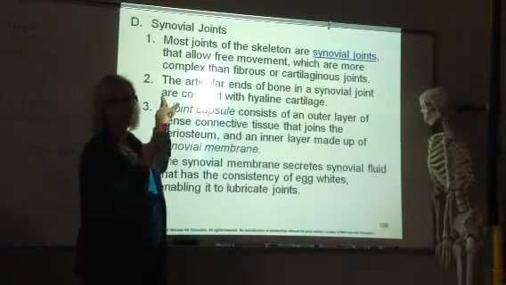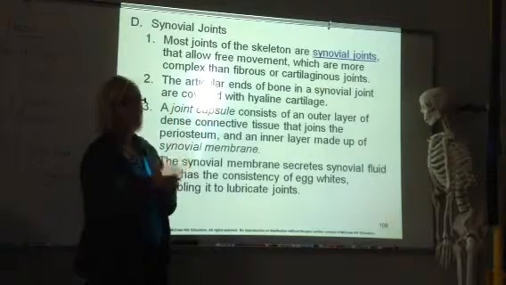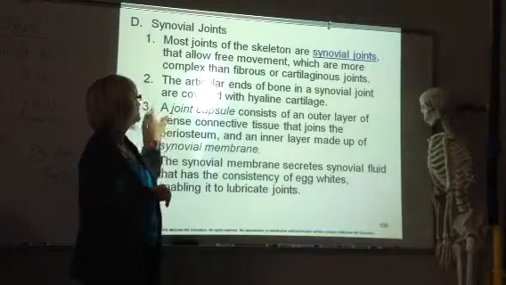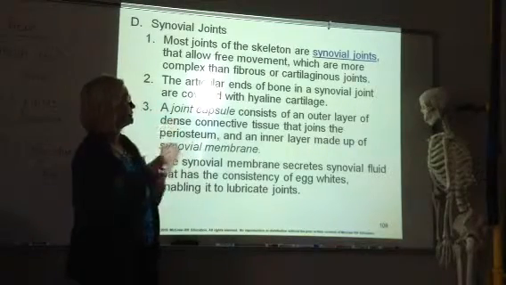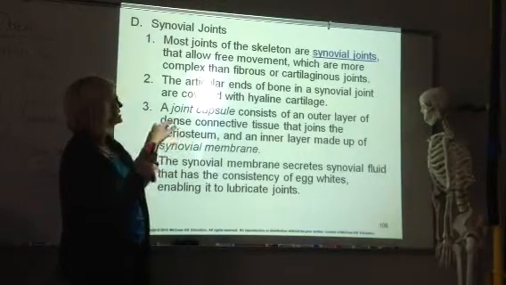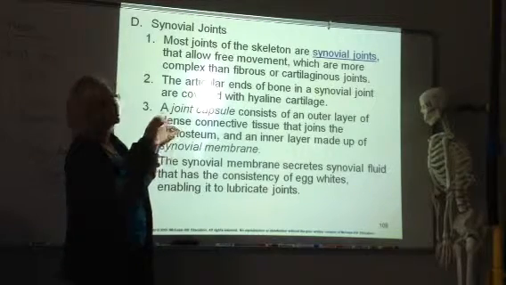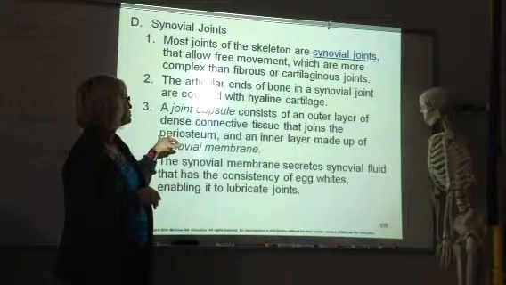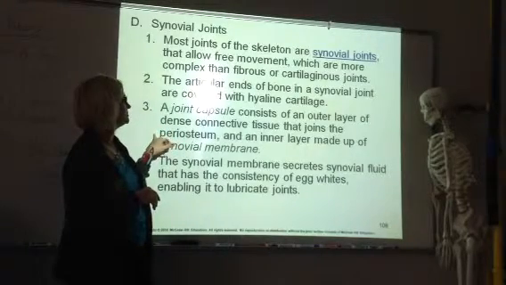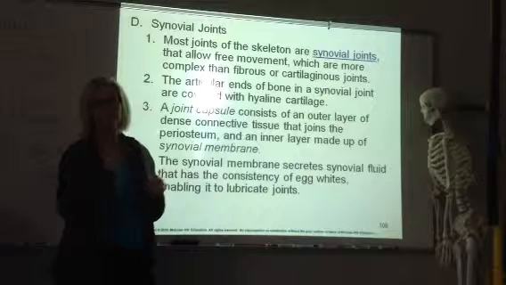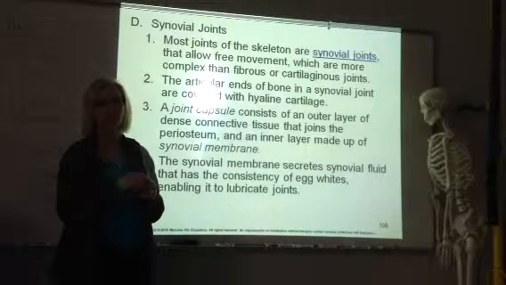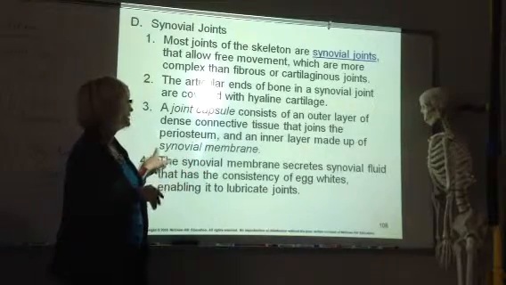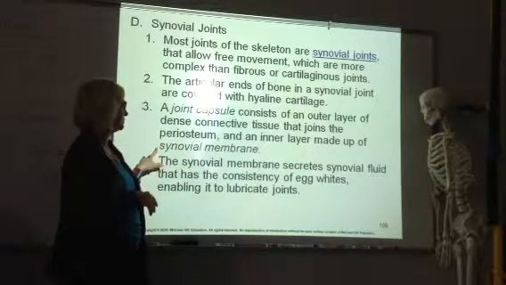Each of the bones in a synovial joint are covered with hyaline cartilage at the ends, or at the head of the bone. A joint capsule consists of an outer layer of dense connective tissue that's going to join the bones that are involved. It's going to join at the periosteum, and then an inner layer is going to be the synovial membrane. So there's an outside protective part, the joint capsule, and then an inner synovial membrane.